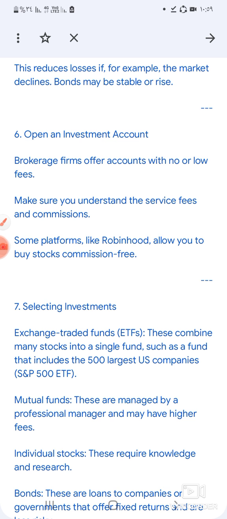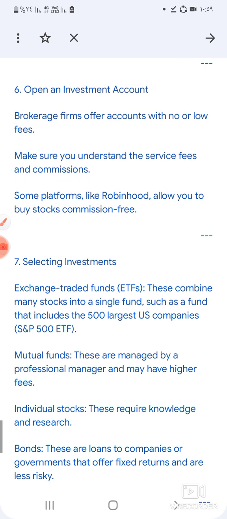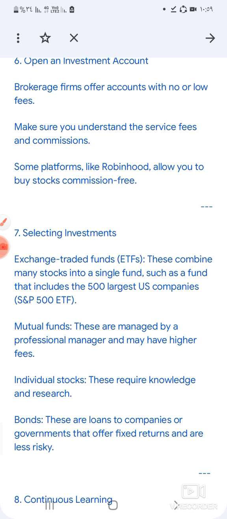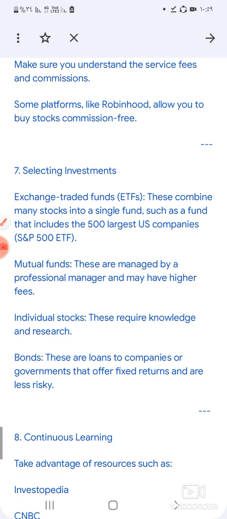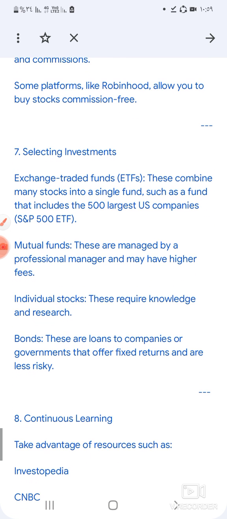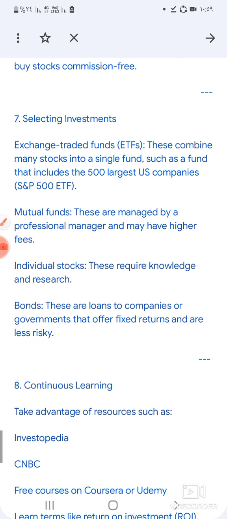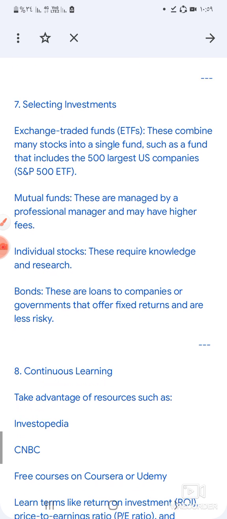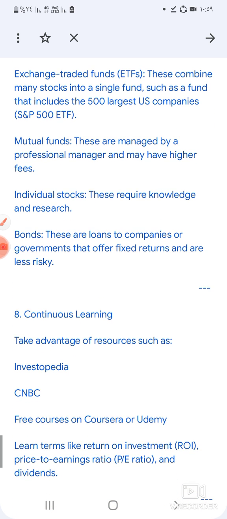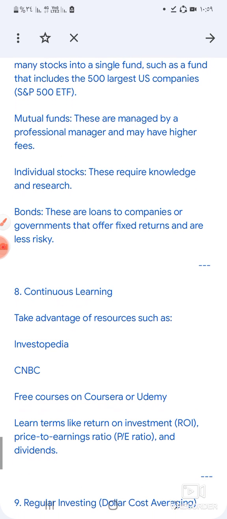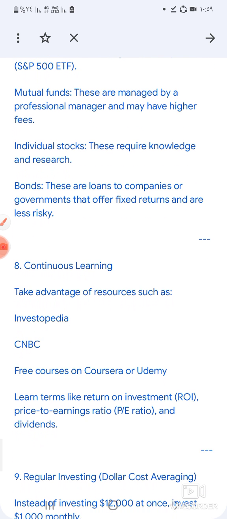7. Selecting investments. Exchange-traded funds, ETFs. These combine many stocks into a single fund, such as a fund that includes the 500 largest U.S. companies, S&P 500 ETF. Mutual funds. These are managed by a professional manager and may have higher fees. Individual stocks. These require knowledge and research. Bonds. These are loans to companies or governments that offer fixed returns and are less risky.